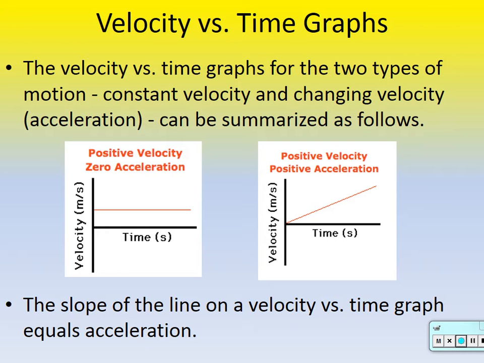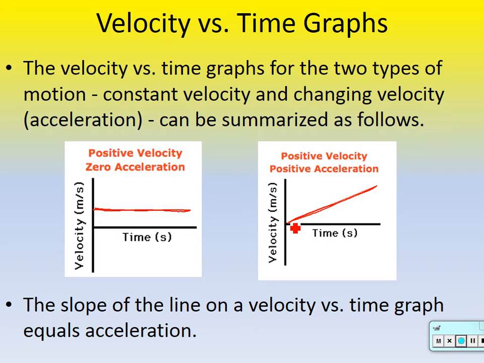So let's just summarize what we've talked about so far. The velocity versus time graphs for the two types of motion. We did constant velocity, would look like this one. And we also showed you what they would look like for acceleration.